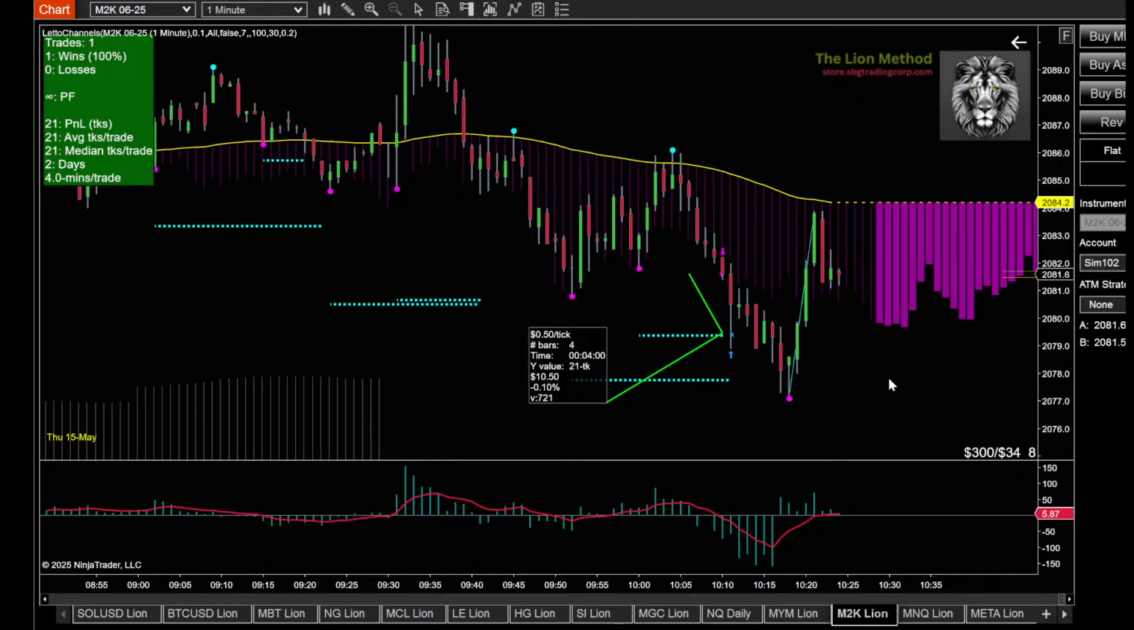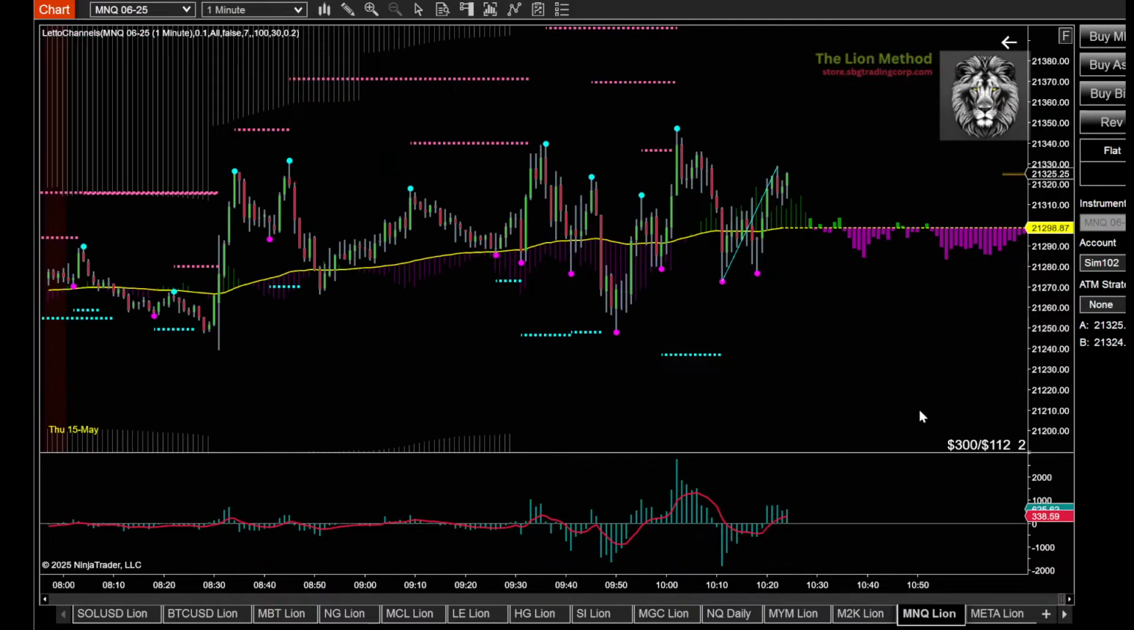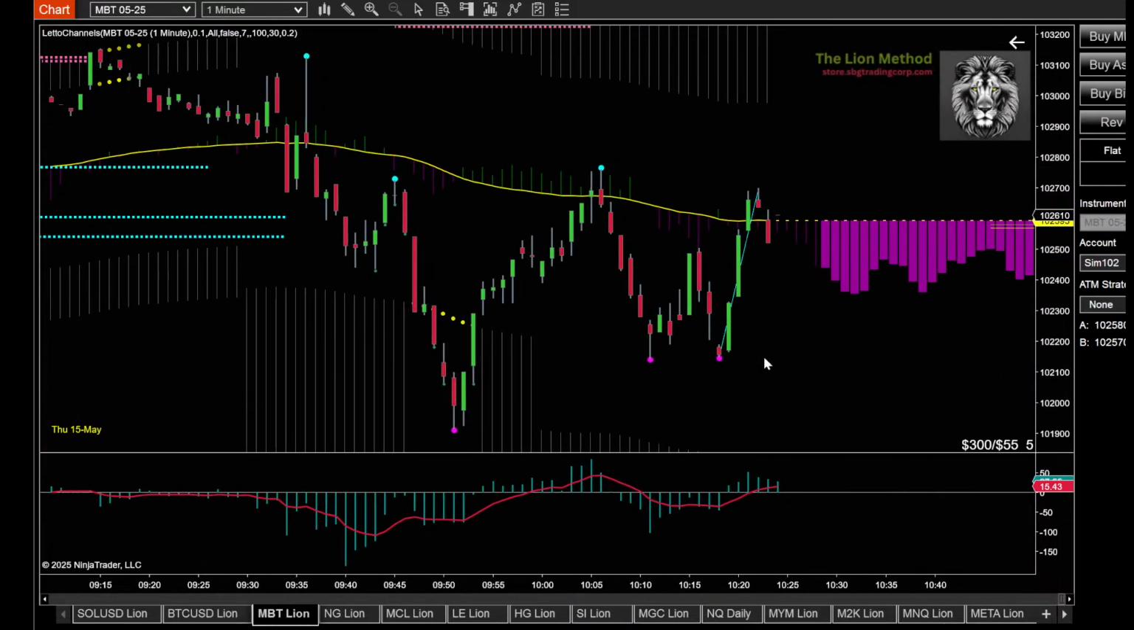Target was achieved on our short trend trade in the Russell. Did $140 or so on that. Mr. Nasdaq is sideways today. Start again on our hunt. We're going back to the micro Bitcoin.